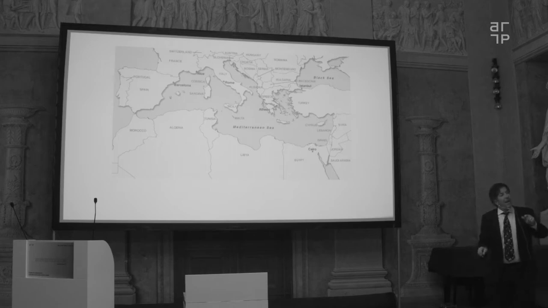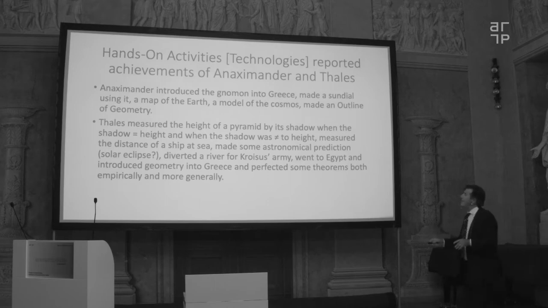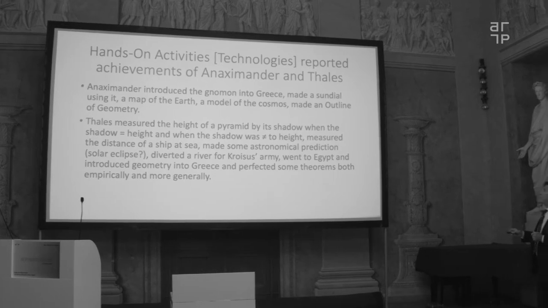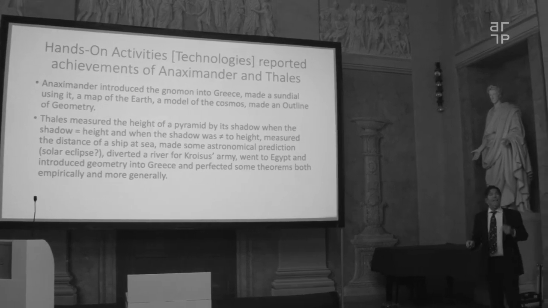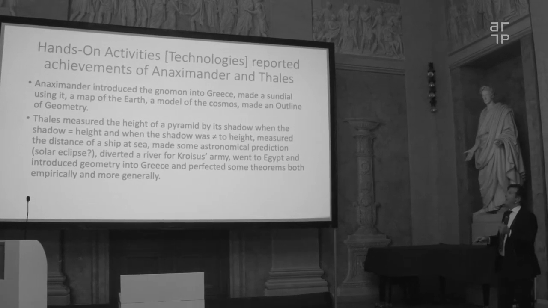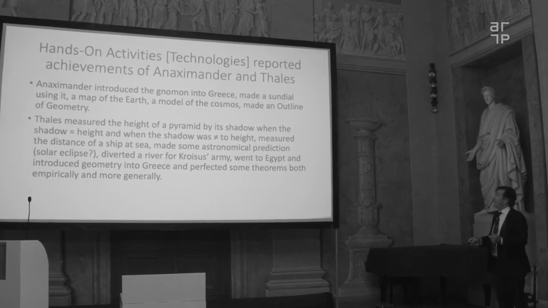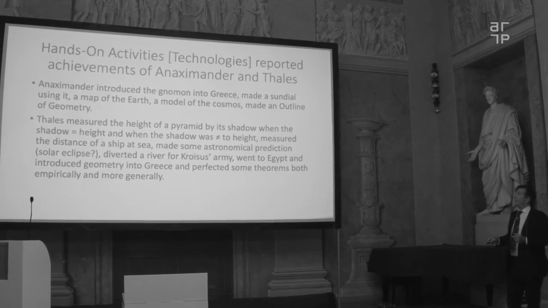It was from there that the Greeks, especially the Milesians, not only traded but learned many Egyptian things. Now take a look at the achievements credited to Anaximander. He's credited with introducing the gnomon into Greece, made a sundial using it, a map of the earth, a model of the cosmos, and made an outline of geometry.